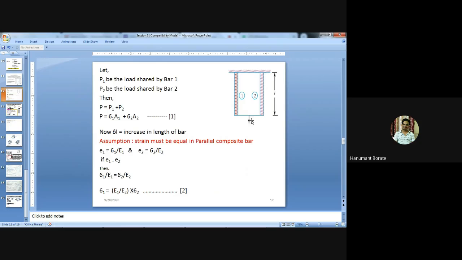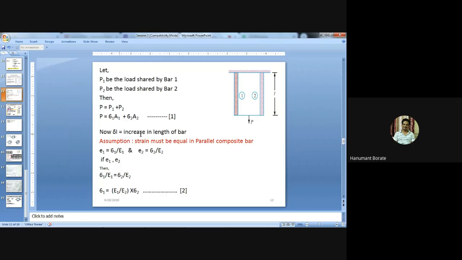Now we'll go through the derivation. Let P1 be the load shared by bar 1 out of the total load P, and P2 be the load shared by bar 2. Then P equals P1 plus P2. This is the total load shared by member 1 and member 2. In terms of sigma, we know that sigma equals P by A, so P1 equals sigma 1 into A1 and P2 equals sigma 2 into A2. Let this be equation number 1.